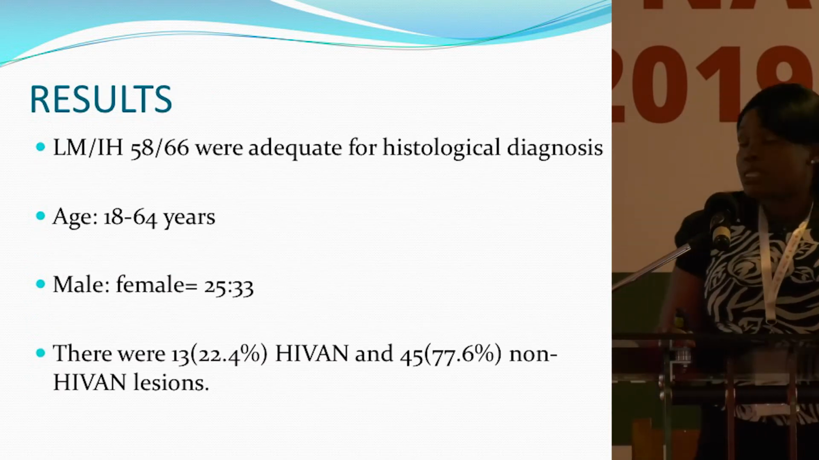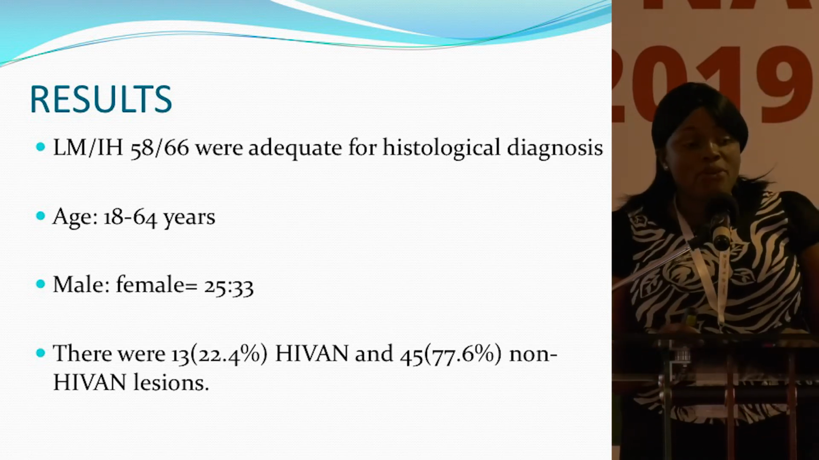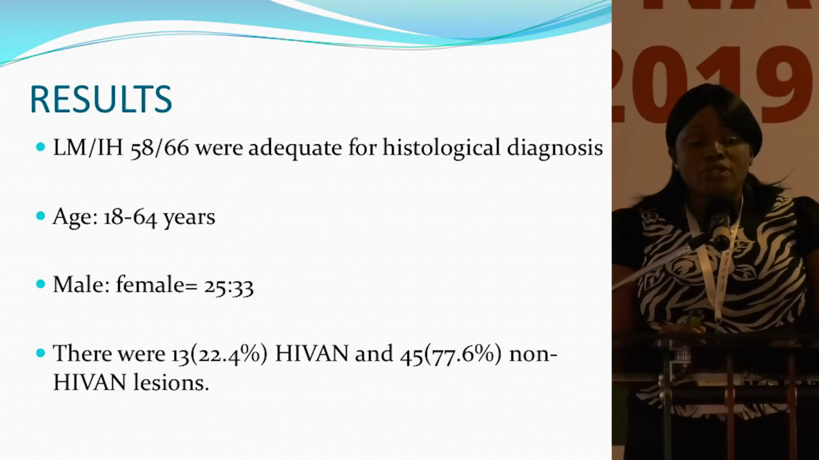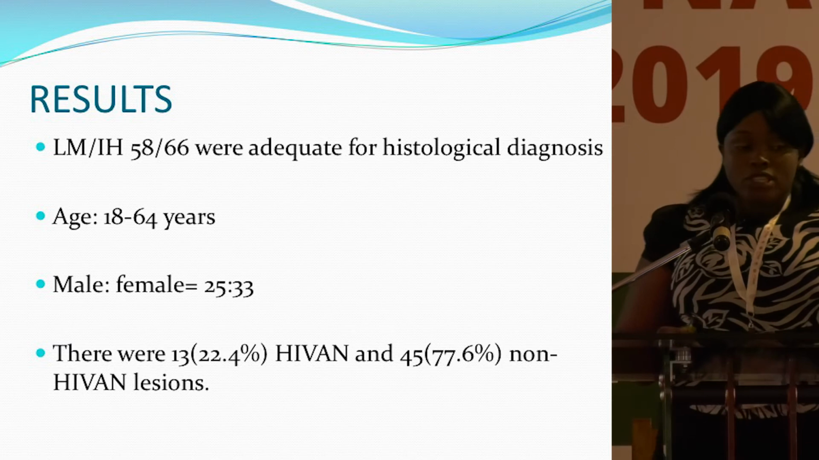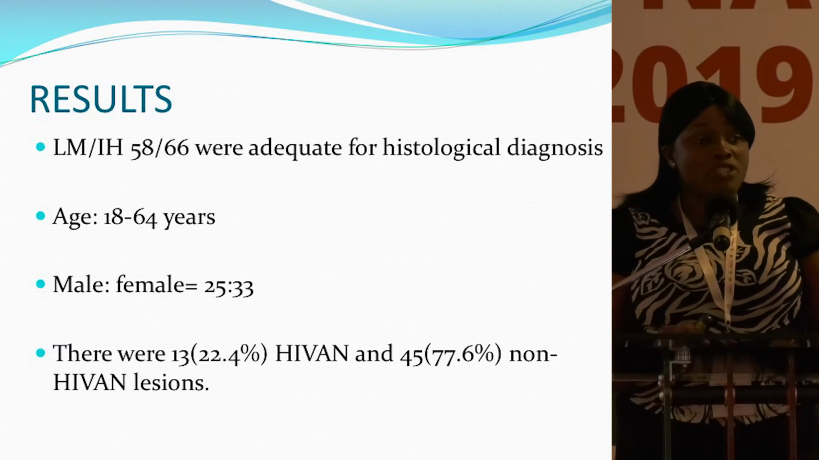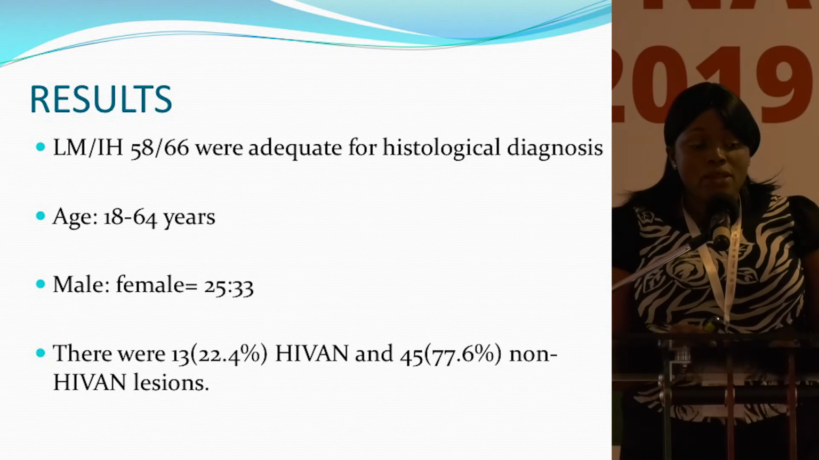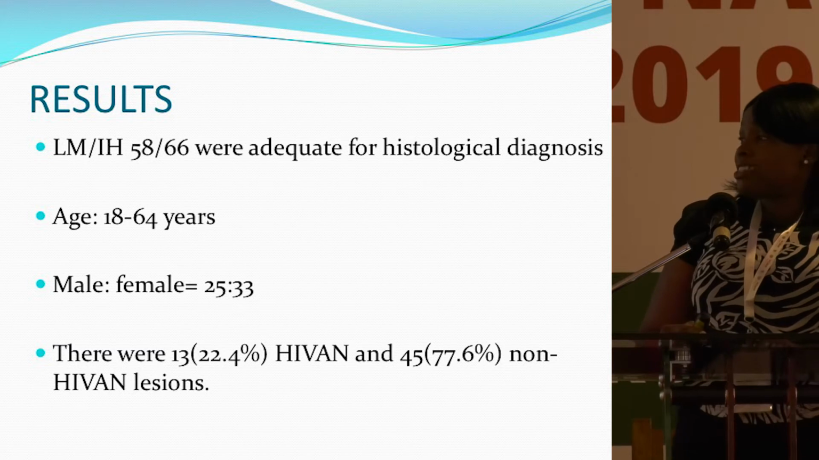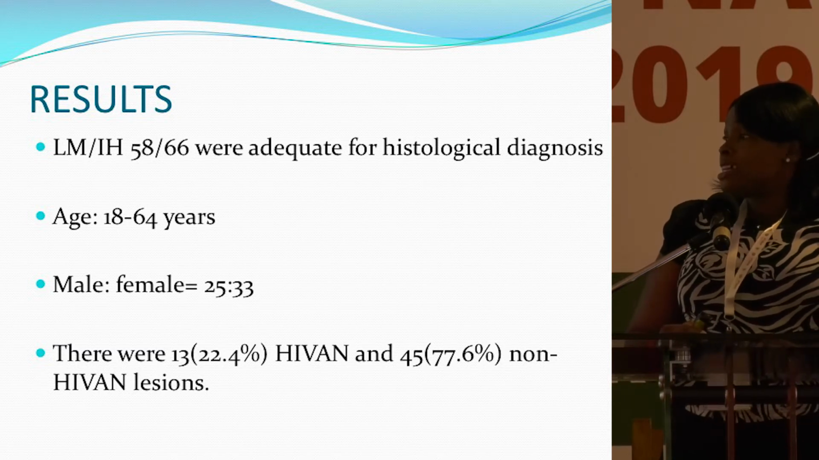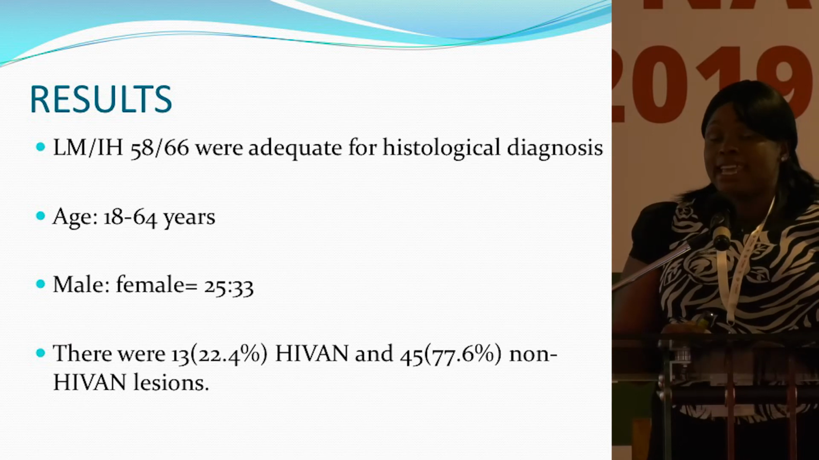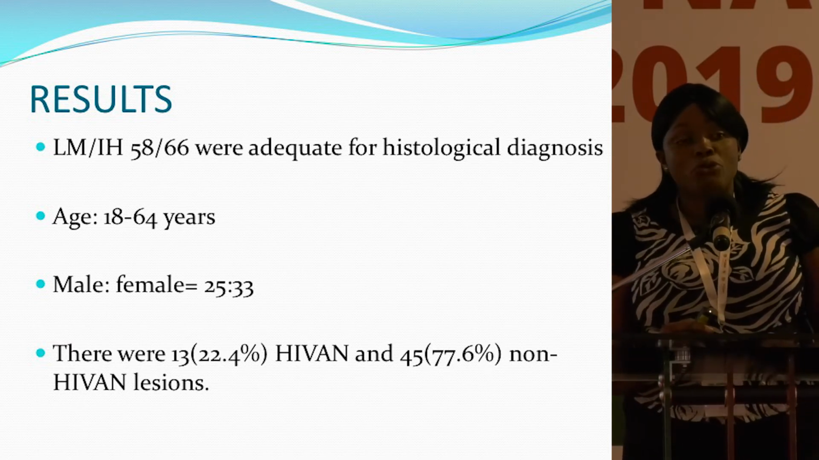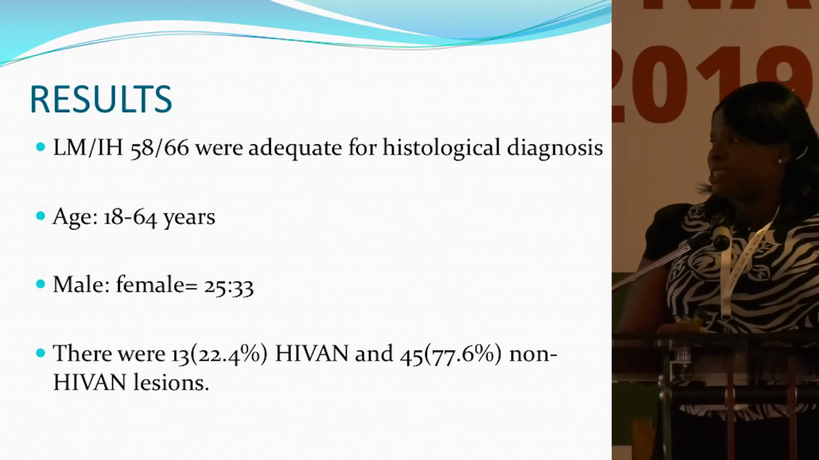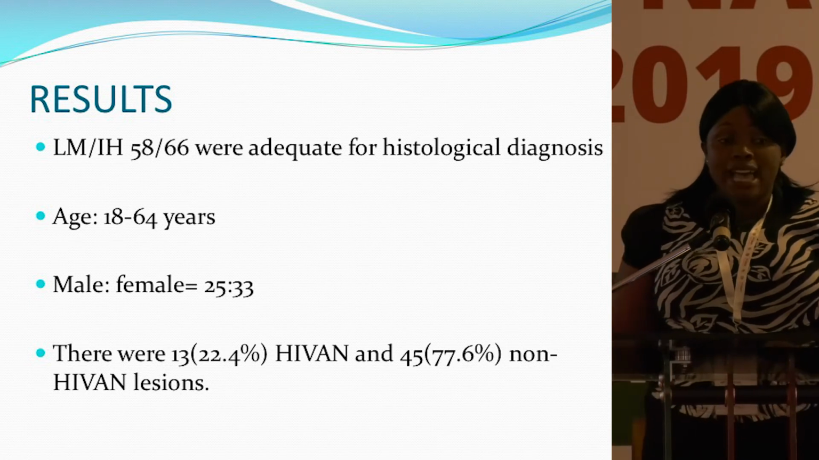Out of the 66 patients we biopsied, 58 were found to have renal tissue specimens considered adequate to make a histological diagnosis using light microscopy and immunohistology, and the patients were aged 18 to 64 years. We had 25 males and 33 females. In all, 13 of the patients had renal histology compatible with a diagnosis of HIVAN. They had the collapsing variant of focal segmental glomerulosclerosis. The remaining patients, that is 77.6% of them, had lesions that were not HIVAN.